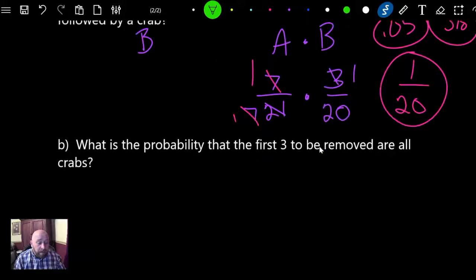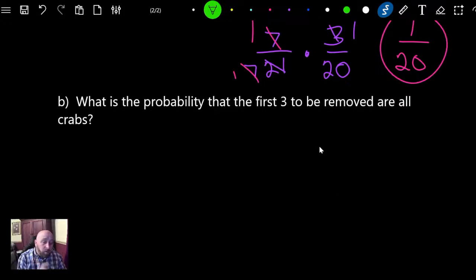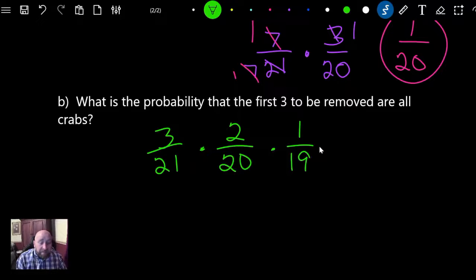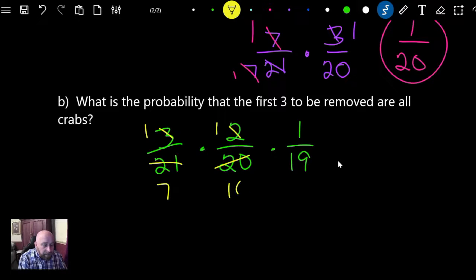So the first one, we're going to have 3 over 21, because there's 21 total fish in the tank. And then the next one is going to be, now we've taken out a crab, so we have 2 left. We've taken out one of the total, so now we have 20. And then we do it again, so now we have 1 crab and we have 19 total marine animals in the tank. All right, so let's go ahead and reduce where we can reduce. So this one reduces to 1 and 7. This one reduces to 1 and 10.